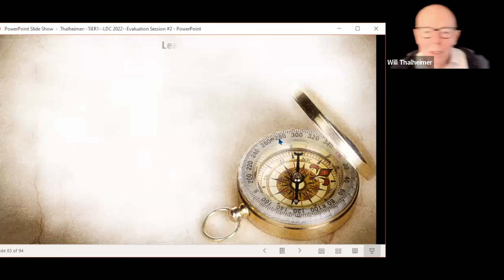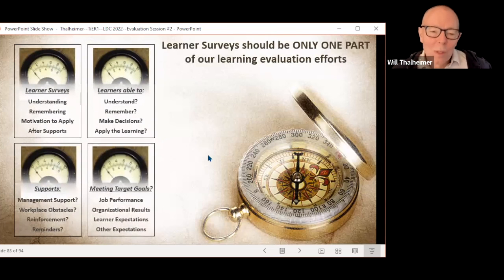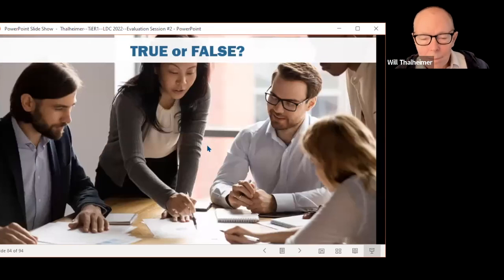All right, so some closing thoughts. I say this over and over and over in the book. I wish somebody would count up all the times I say this in the book. It must be over 20 or 30. Don't just use learner surveys. All right.